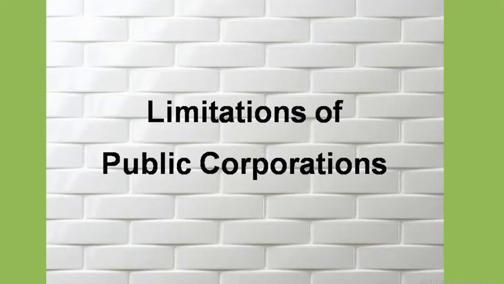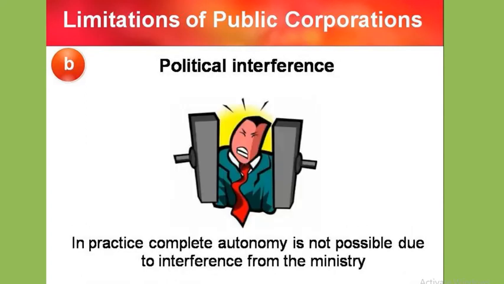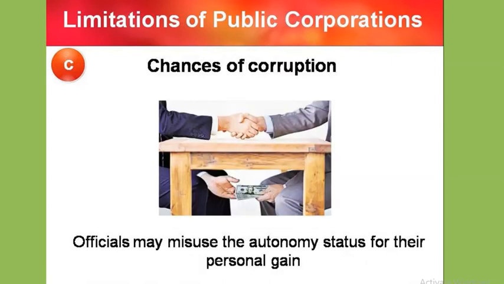Now we will discuss the limitations of public corporations. First is rules and regulations. The autonomy and flexibility of such enterprises exist on paper only. In reality, it does not enjoy much operational flexibility as it is governed by various rules and regulations of the Act. Second, political interference. In practice, complete autonomy is not possible due to interference from the ministry, especially in case of major decisions or where huge funds are involved.